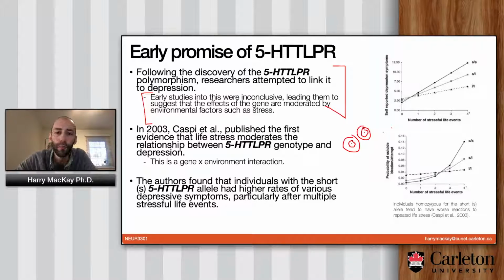Anyhow, the early studies to link it to depression weren't conclusive, but people quickly thought, well, what if we looked at moderation by environmental factors such as stress? Because of course, having a stressful life or having multiple instances of trauma or stressful events will raise your odds of mood disorders such as depression. So what if we were to compare that? And sure enough, Caspi and company in 2003 published the first evidence that life stress moderates the relationship between genotype of the 5-HTT-LPR locus and depression.